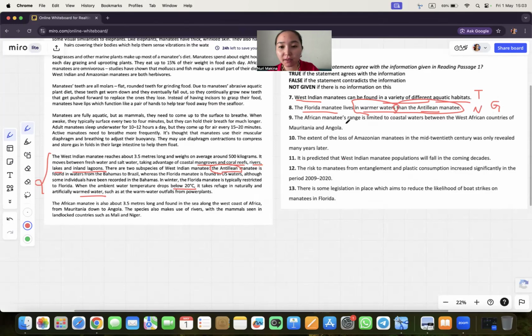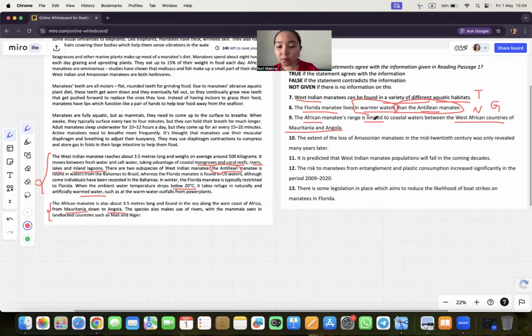Let's move on. The African manatee's range is limited. African manatee, the keyword is limited to coastal waters between the West African countries of Mauritania and Angola. So we have nice keywords. As you can see, we have Mauritania in the next paragraph, and Angola. So it means the answer is hidden around here. Let's read. The African manatee is also about 3.5 meters long and found in the sea along the west coast of Africa from Mauritania down to Angola. The species also makes use of rivers, with the mammals seen in landlocked countries such as Mali and Niger.